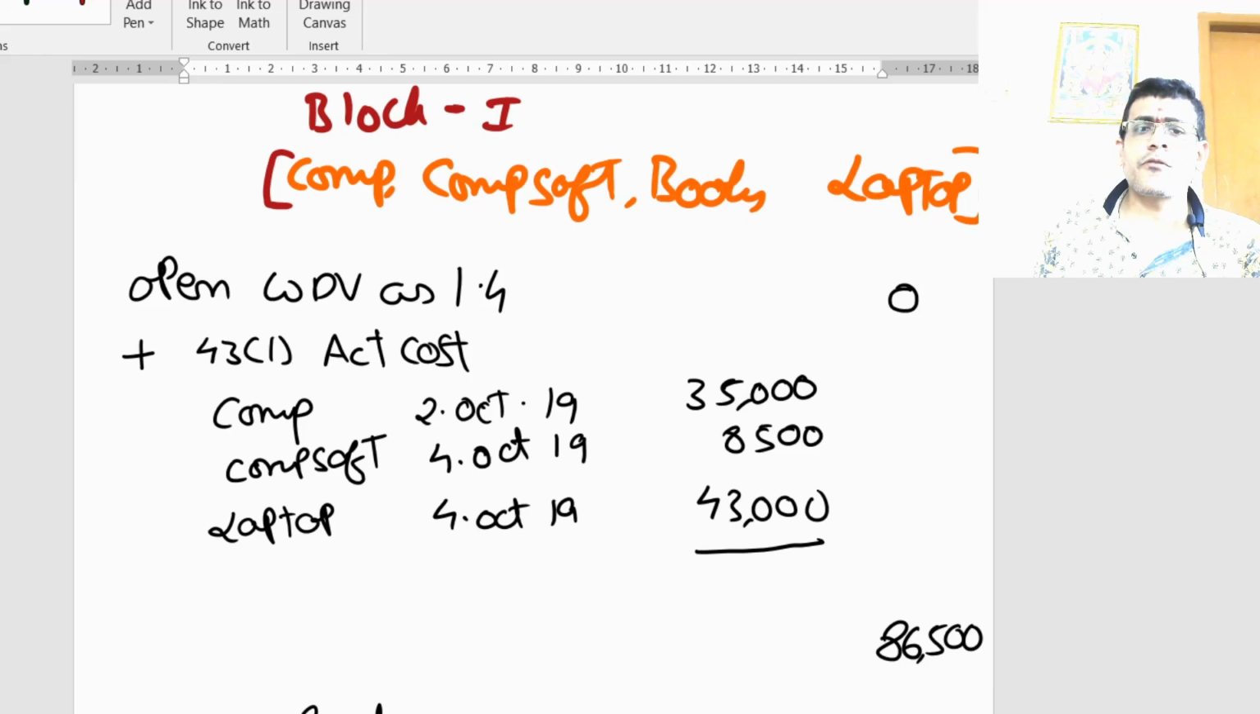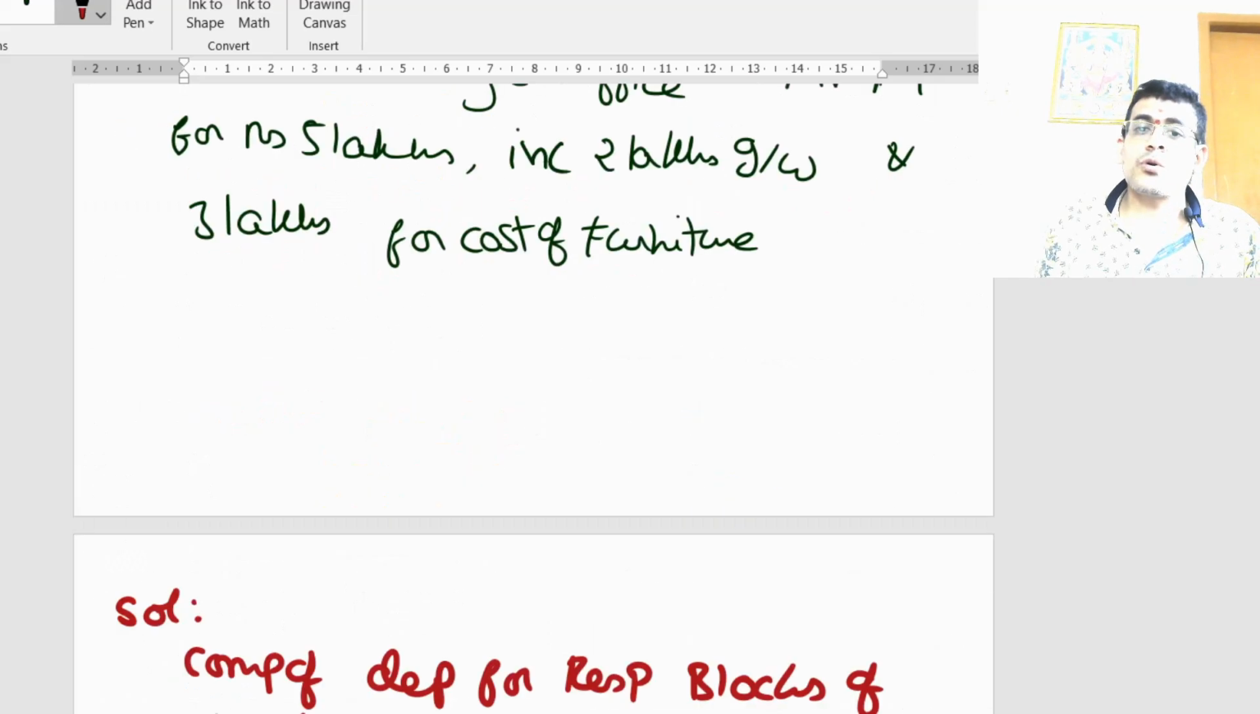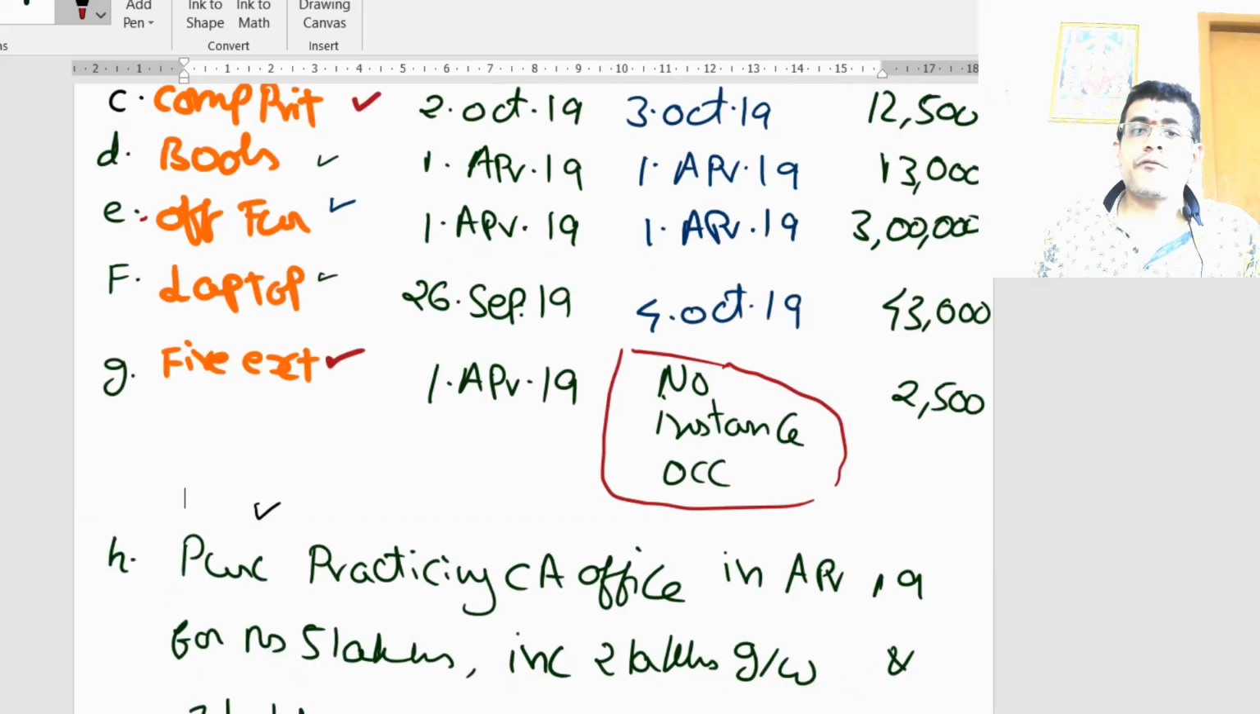WDV for block 2. What was your block 2? Let us go back and see what we had considered as block 2. We had considered office furniture as block 2. What is the actual cost of the office furniture? Office furniture cost was 3 lakhs. The office furniture was acquired on 1st April 2019 and put to use on the same date. So you can take the full rate of depreciation. Ultimately 10% is the rate of depreciation which you can consider.